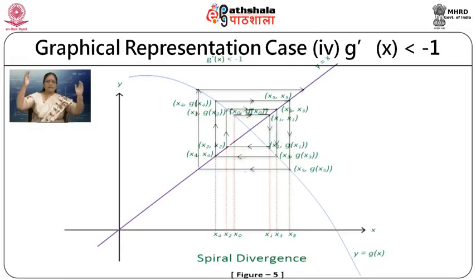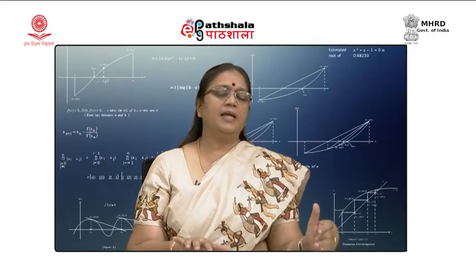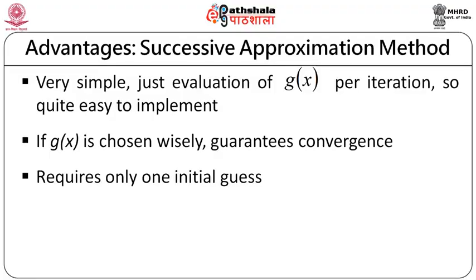So, the movement is this way: we are moving away on one side, then the other side, the pendulum swing goes on increasing, and so this is a divergence case, and this is known as spiral divergence. So, we have stepwise convergence and stepwise divergence in case of positive g dash, and we have spiral convergence and spiral divergence in case of negative value of g dash x.